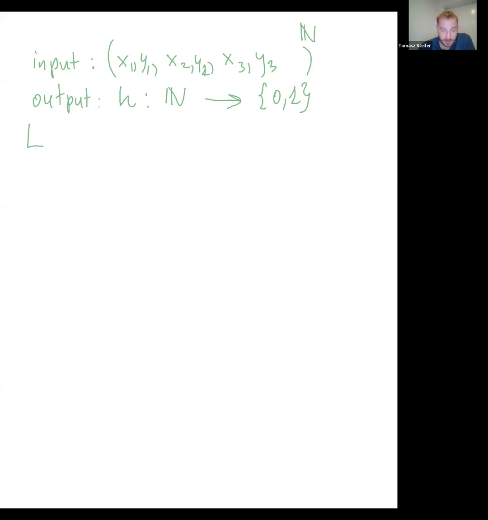So we have some sample and some objective function, and the error with respect to some hypothesis is: we look at all the things that we have in our sample, and count all these guys that we predict wrongly, so f of x not equal to h of x. This is just the so-called 0-1 loss, and then we take the average. So this is the empirical error.